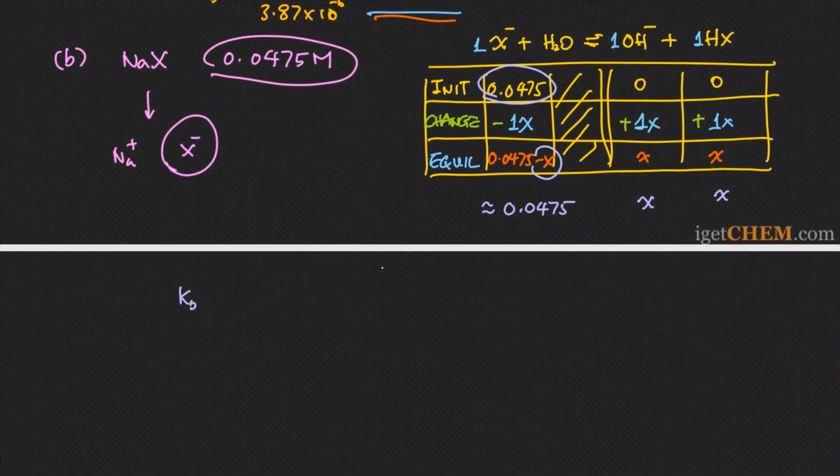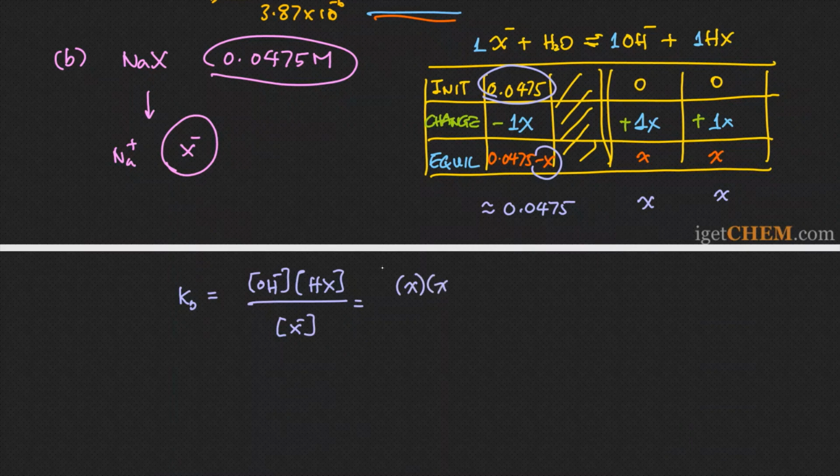So Kb equals OH minus multiplied by the HX concentration divided by X minus, which is equal to x times x divided by approximately 0.0475, and that is approximately equal to the equilibrium constant, which is 2.58 times 10 to the minus 9.